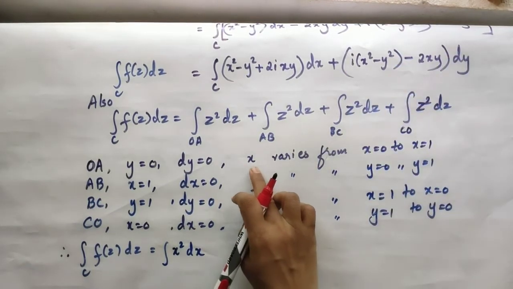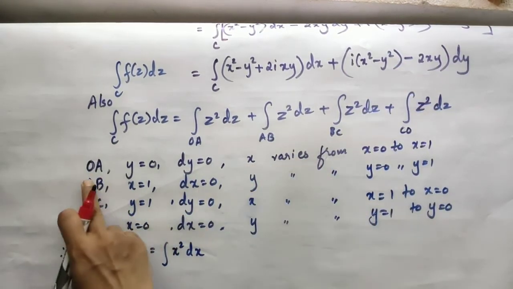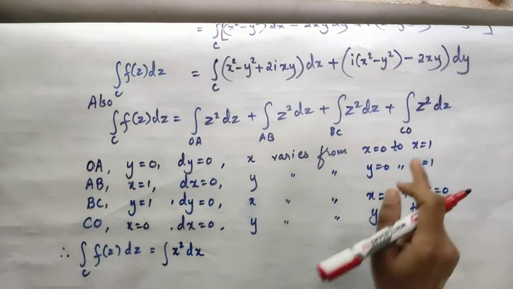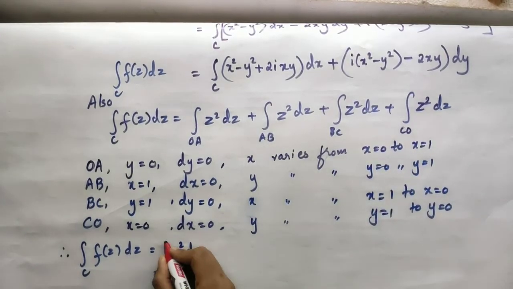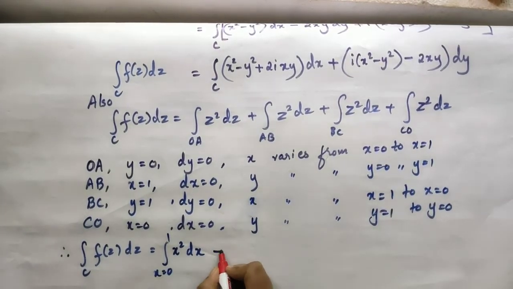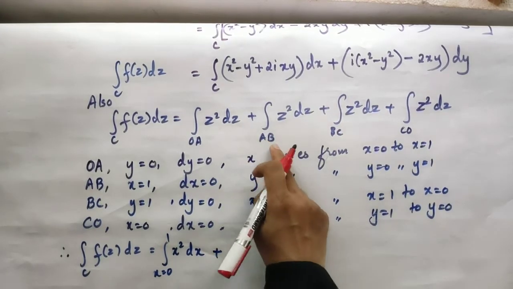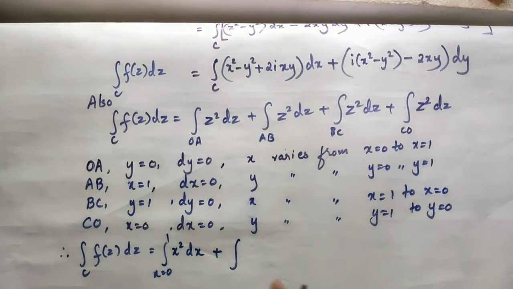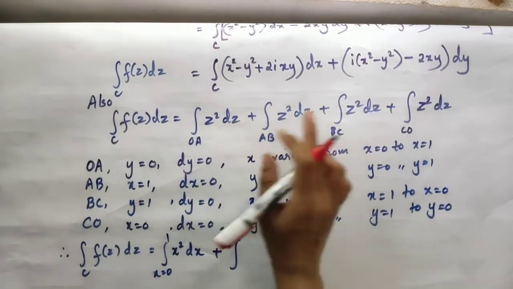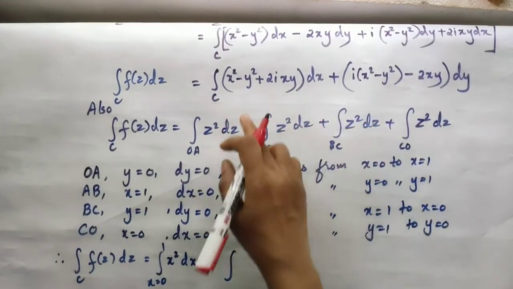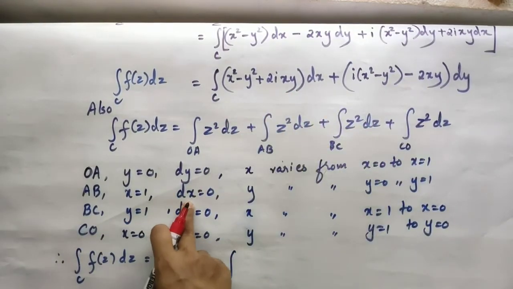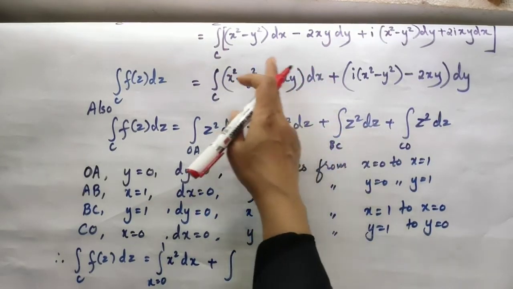And how is x varying in that? x varies along OA from x is equal to 0 to 1. So x varies from 0 to 1. Directly you can take it. Plus, under the integral sign, along AB what is happening? x is 1. You have to put x as 1. In this only you are going to put x is equal to 1. dx is 0, means this part is 0.